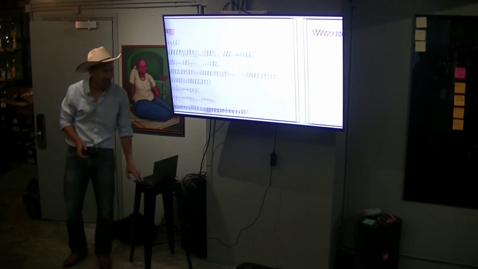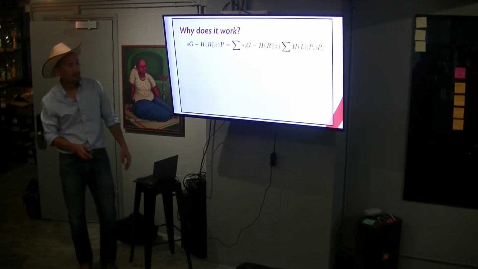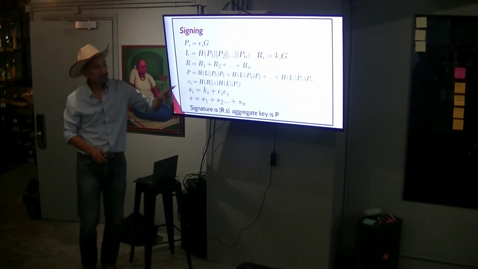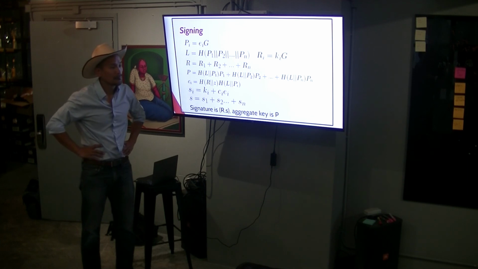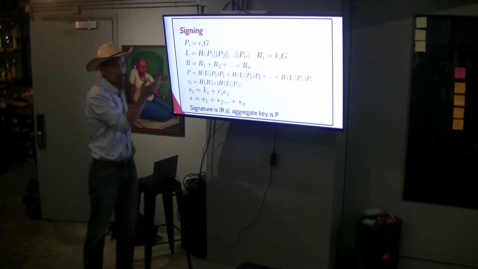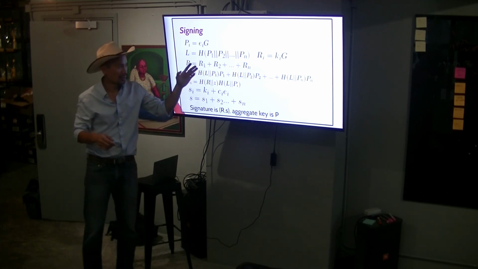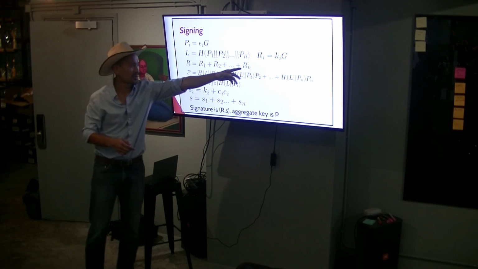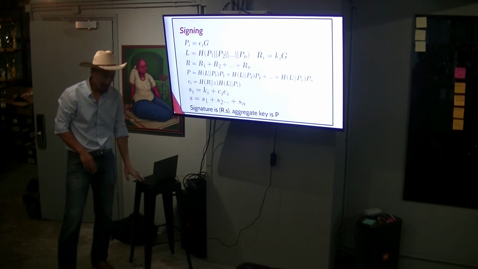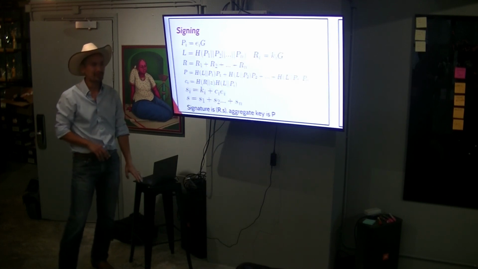Now, why does this work? I'll go through the math. Sorry, question. On the calculation of P, you mentioned that the way it is calculated is to prevent a certain kind of attack. Can you explain that? Yeah, so it's the rogue key attack. It has to do with, if you're the last person to get the Rs, you can cheat. It gets a little technical.